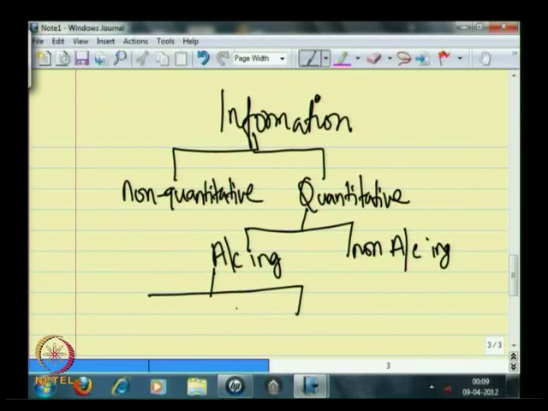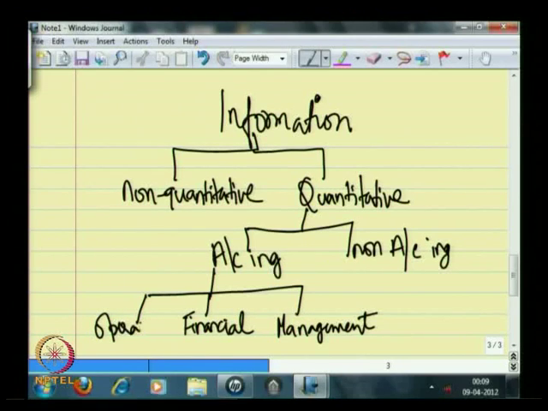What do I mean by accounting in nature? In that case, I have to express this information in monetary terms. Now, what types of information would they be? Again, last class I was mentioning that there are two types of accounting: the financial accounting, and the management accounting. The third accounting-related quantitative information is the operational information.